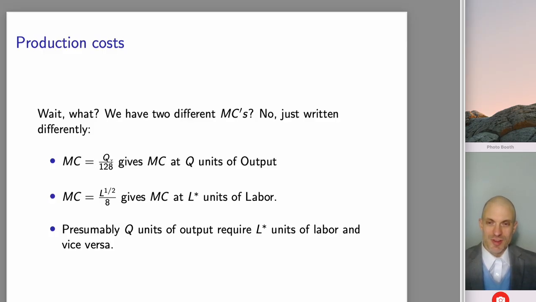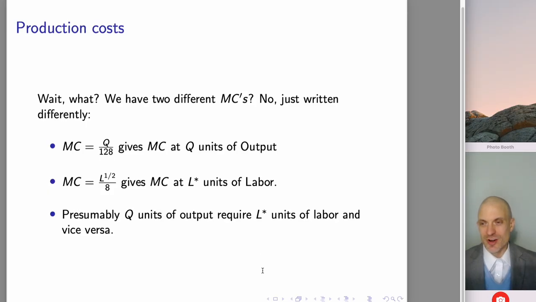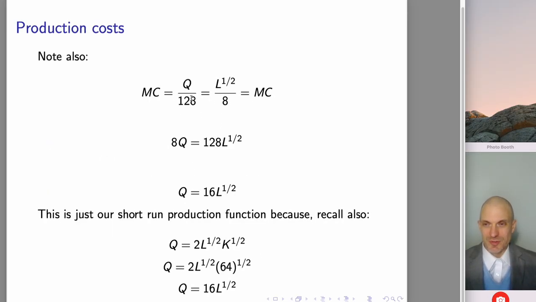They're giving us the information in a different format. Marginal cost equals Q over 128 is giving us the marginal cost at Q units of output. Marginal cost equals the square root of labor divided by 8 gives us the marginal cost at L star units of labor. But presumably, my Q units of output require L star units of labor to produce it, and vice versa. So it's going to give me the same thing. And sure enough, I can set them equal and show that they are the same. If I set these things equal and cross multiply, before you know it, I just get our short run production function back. So this was our short run production function.